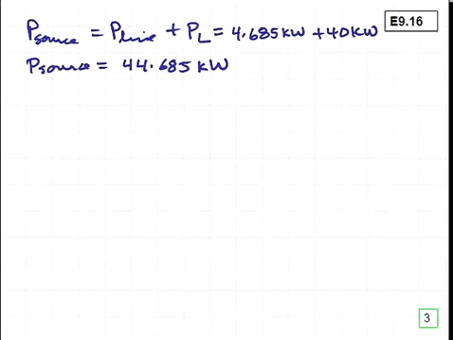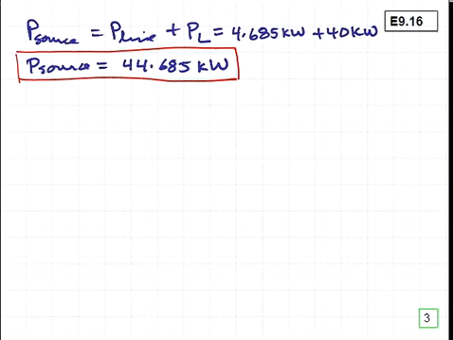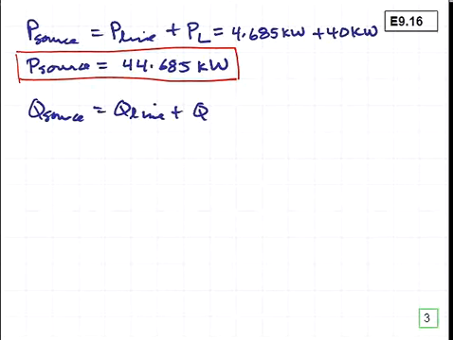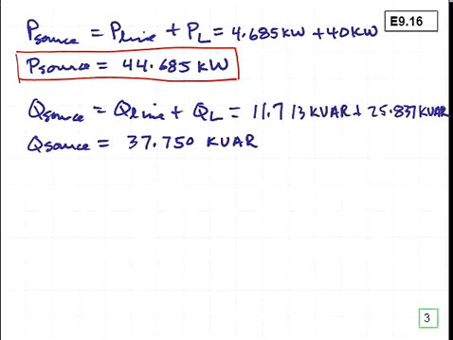The power supplied by the source is equal to the power dissipated in the line and the power consumed by the load, or P source is equal to 44.685 kilowatts. Similarly, the quadrature power supplied by the source will equal the quadrature power consumed in the line impedance plus the quadrature power associated with the load, or the quadrature power supplied by the source is 37.75 kilovars.